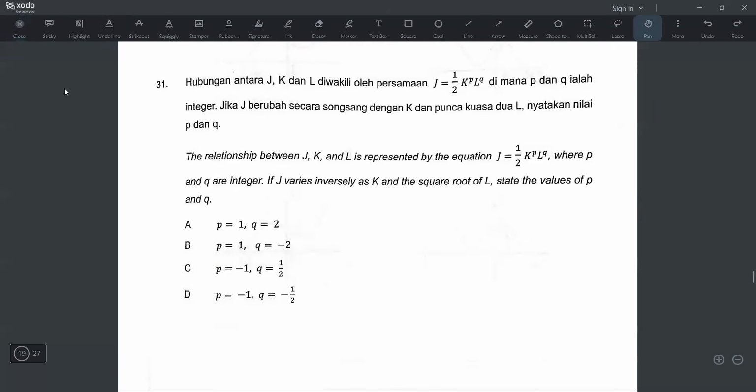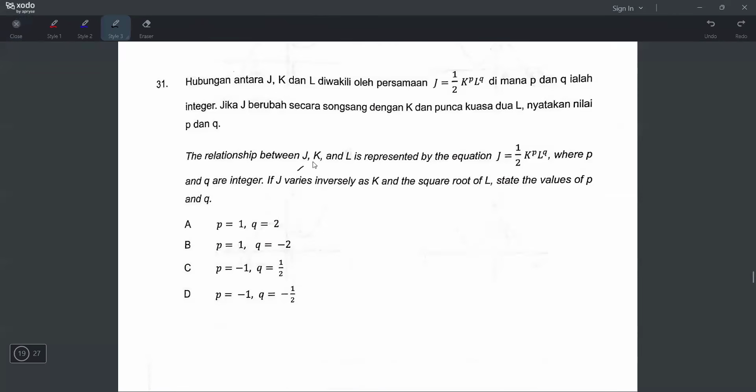Okay, that's it. 31. The relationship between J, K, L is represented by this equation where P and Q are integer. What is integer? Tak ada fraction, tak ada decimal. If J varies inversely as K and the square root of L, state the values of P and Q. Hold on. Okay, wait. I think I spaced out just now. Okay, I have to read again.